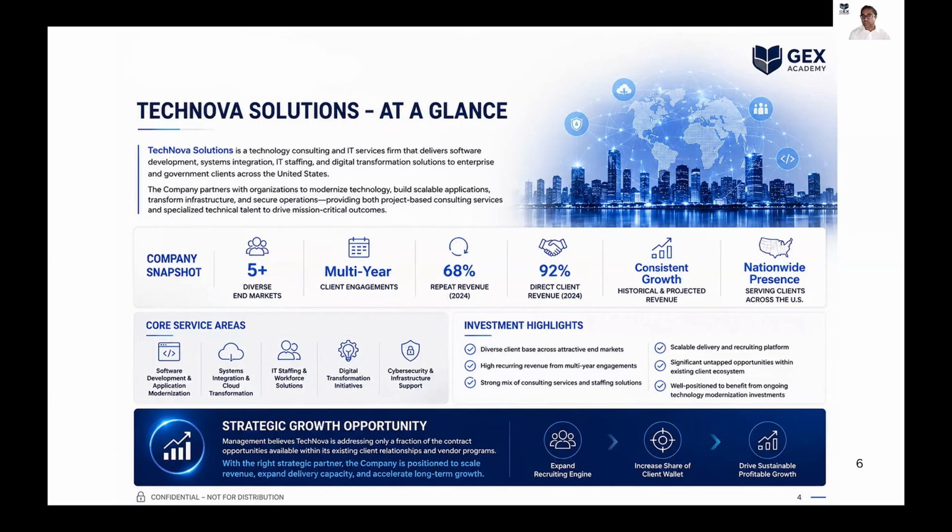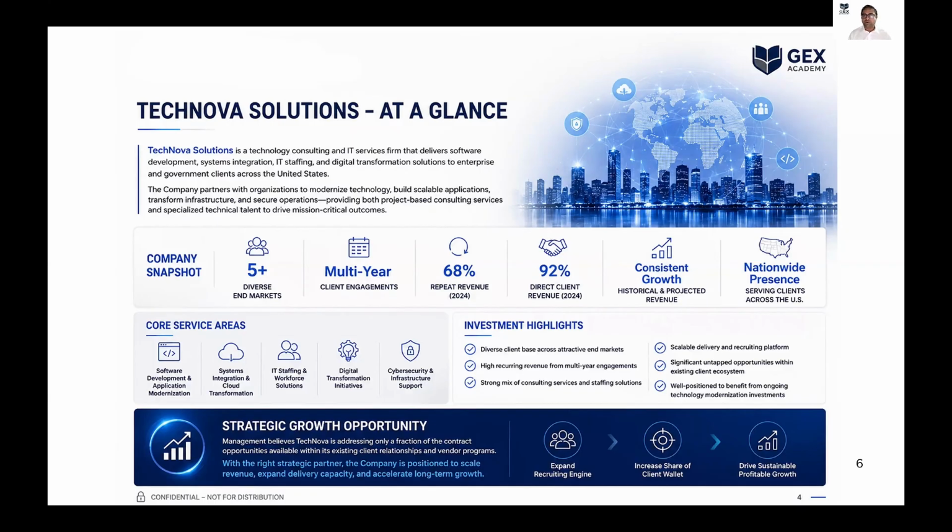Finally, you notice the strategic growth opportunity section at the bottom. This is really the core story management is presenting, right? The argument is that the business has established customer relationships and existing opportunity flow, but that growth has been constrained by recruiting capacity, delivery resources, and infrastructure. The implication is that with additional investment and operational support, the company could pursue a much larger share of the opportunities already available within its existing ecosystem, right?